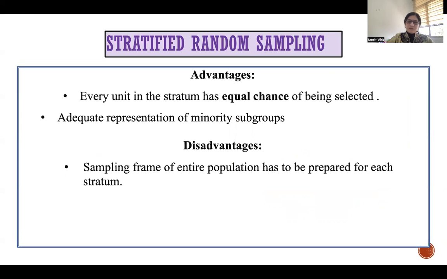Now we look at the advantages of this particular method. Here again, the biggest advantage is that every unit in the strata has an equal chance. So there is adequate representation of the minority subgroups. However, there are some demerits also: the sampling frame of the entire population needs to be prepared for each of the strata. For each of the minority subgroups, you need to have a sampling frame in hand before you go in for this particular method.